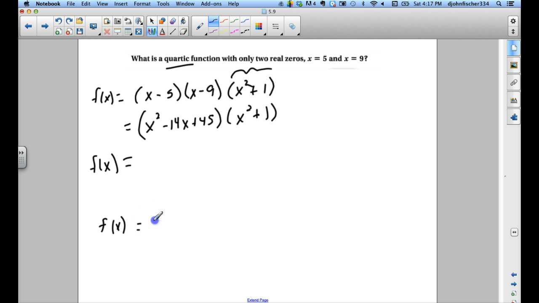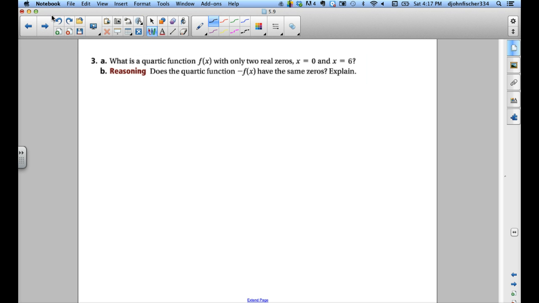Another answer could be, you could write it like this if you want to: x minus 9 squared and x minus 9 squared, and FOIL that out. That would work too. So there's not just one answer to this one. On this one, it says, what is a quartic function with only 2 real zeros, 0 and 6?